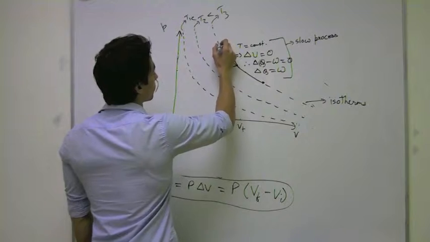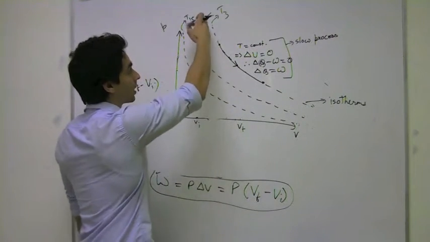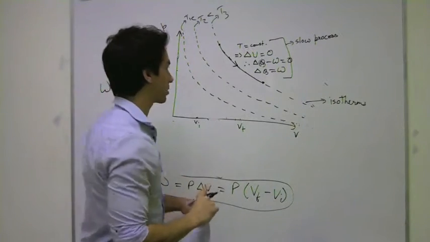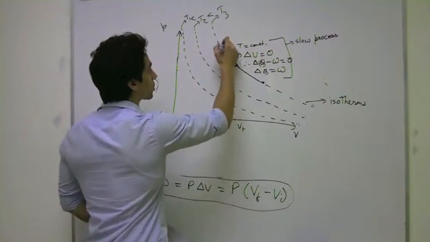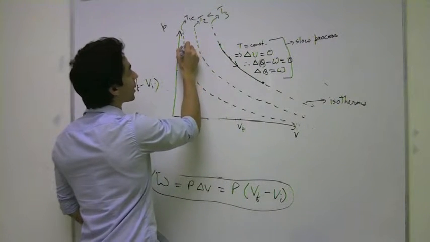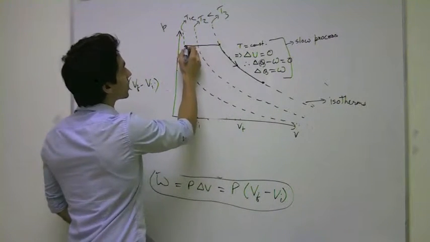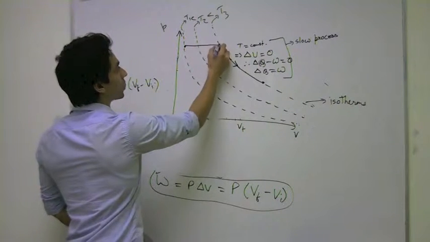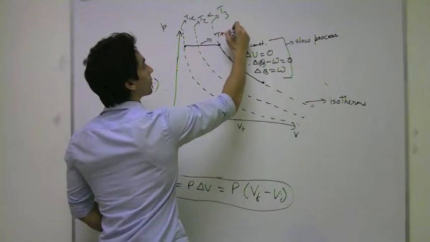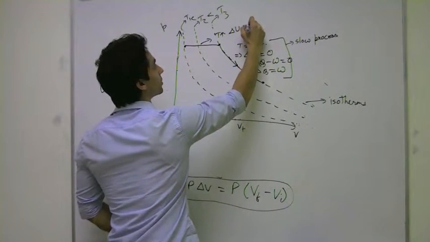Now, anytime you're moving from a higher isotherm to a lower isotherm, it just means that the temperature is decreasing, and vice versa. So for example, in the previous process, we had an isobaric process which went from a lower isotherm to a higher isotherm, which means that the temperature increased, which means delta U was positive.